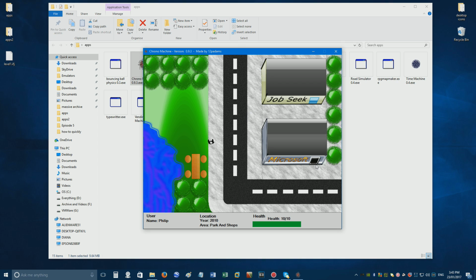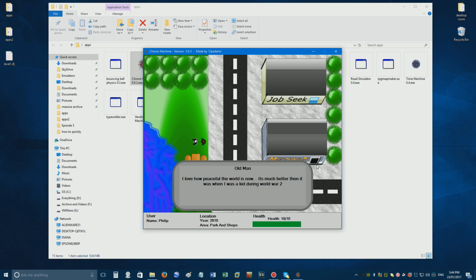Okay, so this is me up the top. As you can see, I look really stupid with my green arms. What am I, some kind of a zombie? So location, year 2010, area, parks and shops. Let's talk to this guy. Old man, I love how peaceful the world is now.